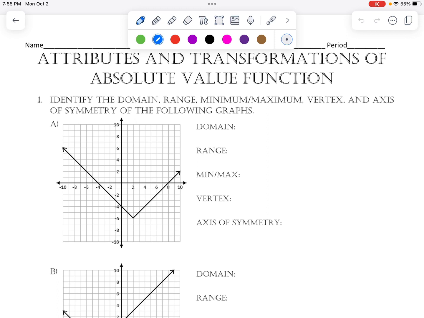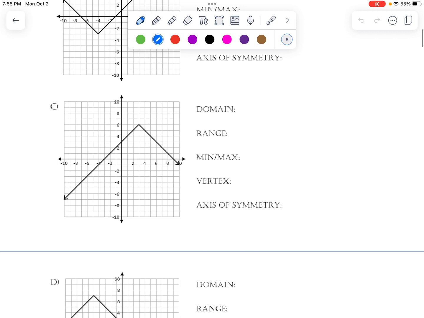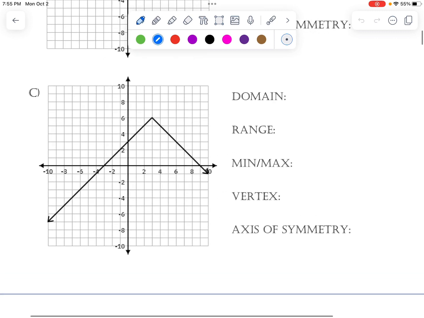For these first ones, I know for most of my classes I did 1A, so I'm going to do 1C for funsies. So domain, again, is all of the x values. As I'm reading left to right on my graph, I notice that I have arrows. That means as I'm going left to right, I will never stop seeing a graph, no matter how far I go. So that's that special little phrase, all real numbers, or the fancy R, for domain.